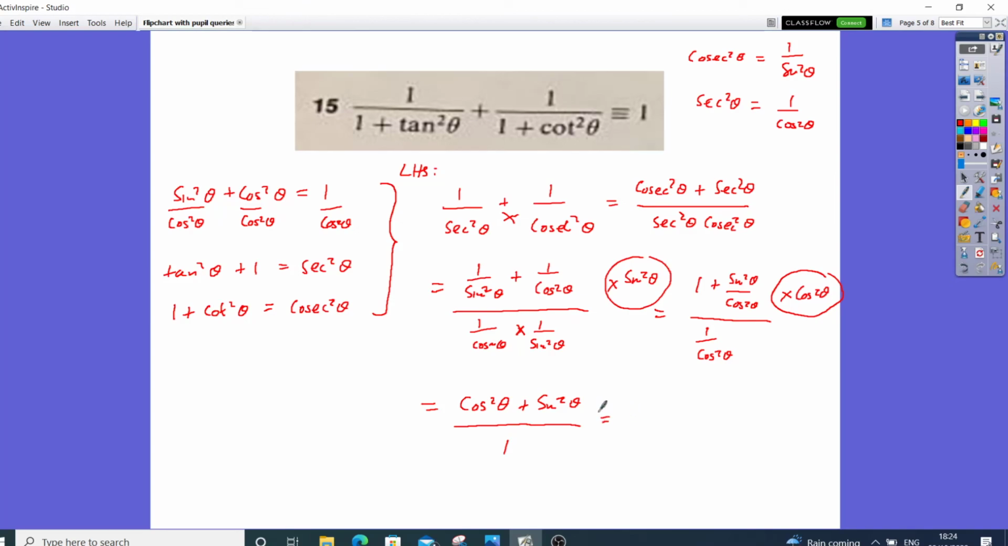So that's going to just end up as sine squared theta plus cos squared theta, which we know from our identity is equal to 1, and that is equal to the right hand side. Happy days, QED.